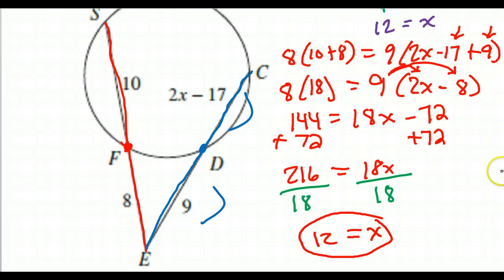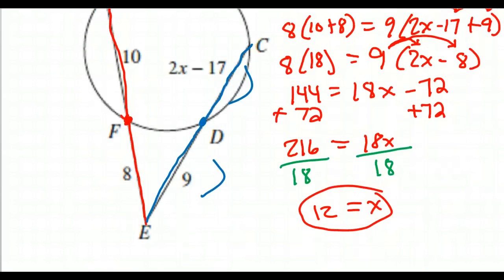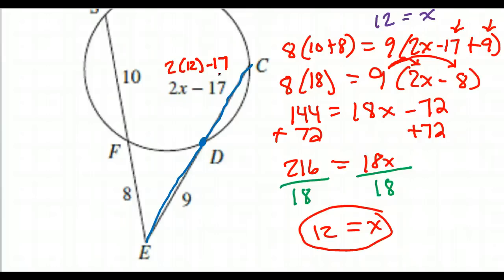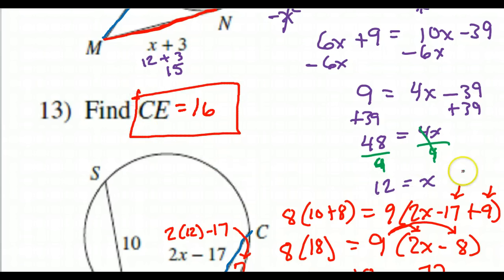Now, that is not the final answer, please, sir. Because we're supposed to find CE. So let's look back and know what CE is. Well, CE is this whole blue situation. This is CE. So I'm going to take my x and I'm going to plug it in. I'm going to substitute. So this becomes 2 times 12 minus 17. That is 7. So that tells me that this distance right here is 7. So I've got 7 and I've got 9. 7 plus 9 is 16. So that is CE is 16. So that's number 13.